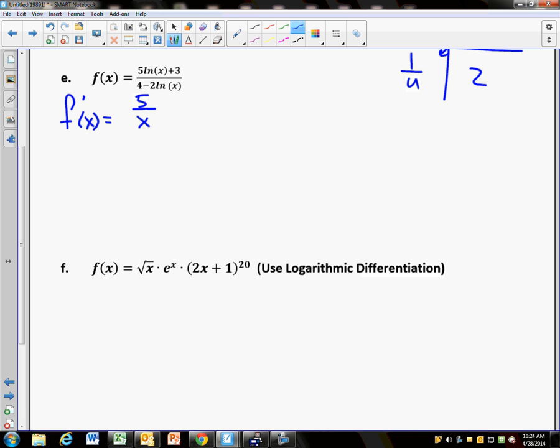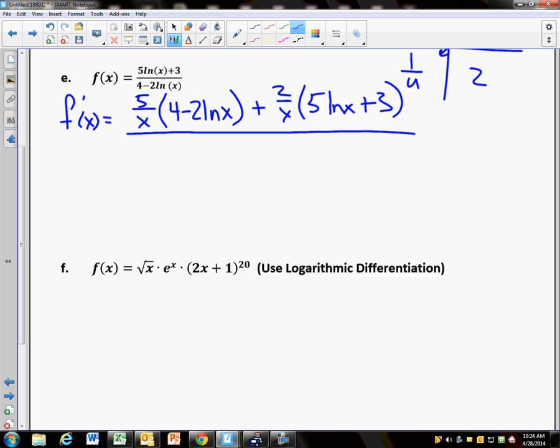What's the derivative of 3? 0. What's the derivative of natural log? 1 over x times your 5 over x. That's all you got. Okay? Times the bottom left alone. So 4 minus 2 natural log of x. Minus, what's the derivative of the bottom? Negative 2 over x, so plus 2 over x times the top, 5 natural log of x plus 3. All over what?